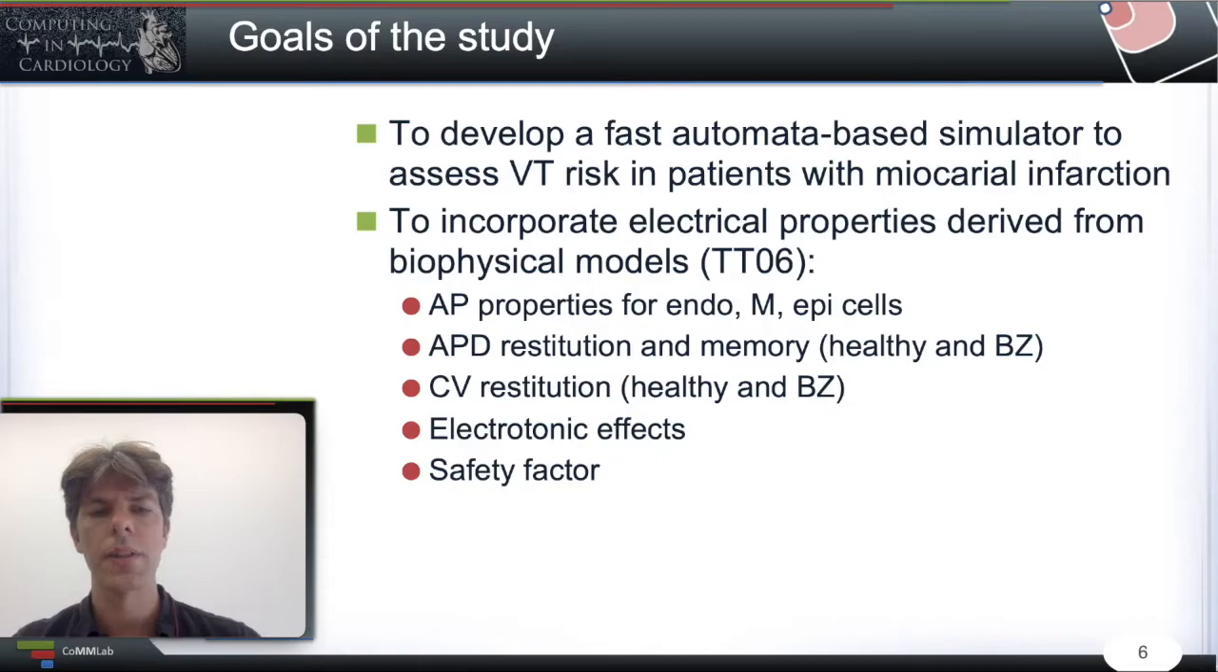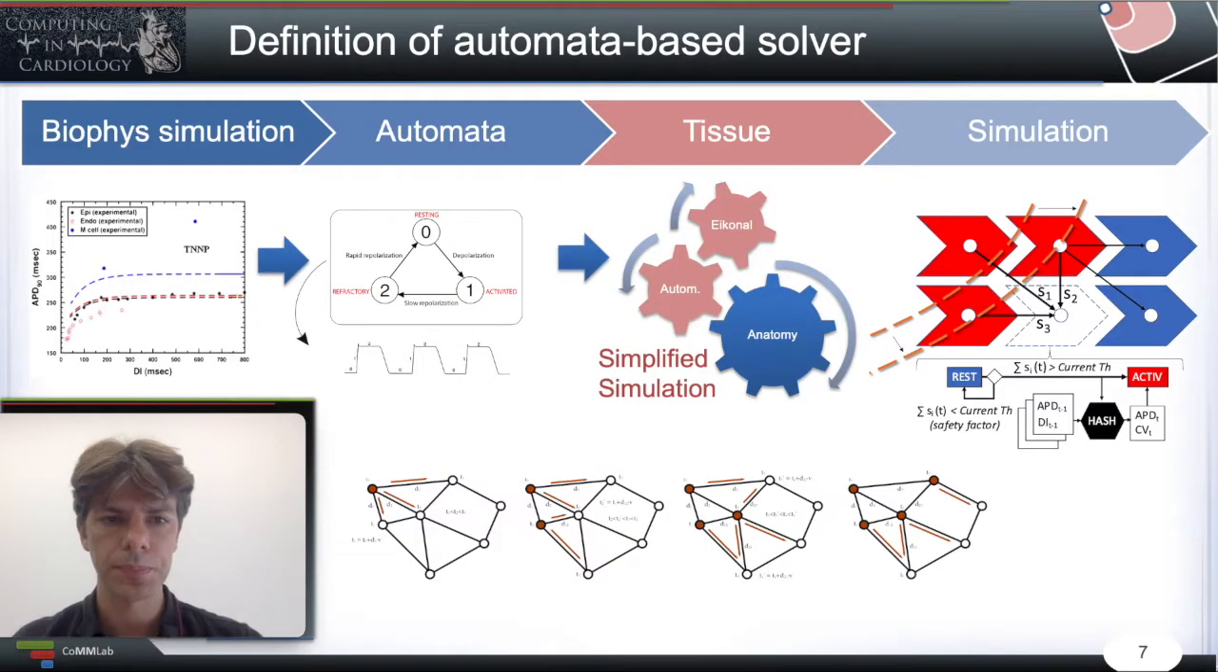However, these biophysical models are very slow. They require large computational times. They are very demanding in terms of computational resources and are difficult to translate to the clinics. So the goal of this study is to develop a fast automata-based simulator to assess VT risk in patients with myocardial infarction that incorporates the properties of a physical model, like action potential heterogeneity, action potential duration restitution and memory, for healthy and border zone, conduction velocity restitution, and other effects like electrotonic effects among cells and the safety factor. All that with very low computational demands.